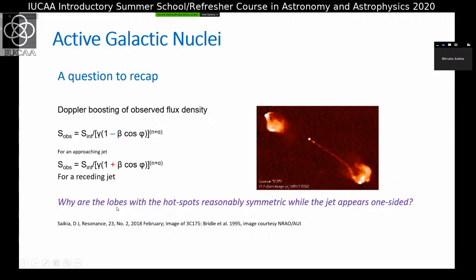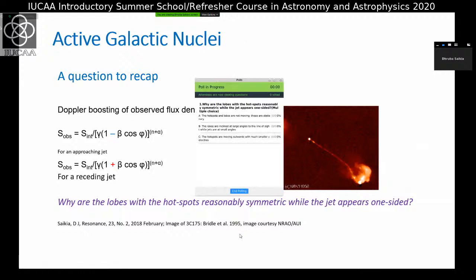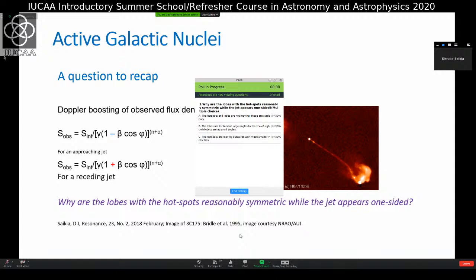In this slide, what I'm trying to do is pose you a question. Why are the lobes with the hotspots reasonably symmetric while the jets appear one-sided? Sagar, our host, has set up a poll. I will activate the poll, and there are 3 answers over there. I'll launch the polling, and you can fill in the answers. The poll should show up on your screen. I'll leave it on for a minute.